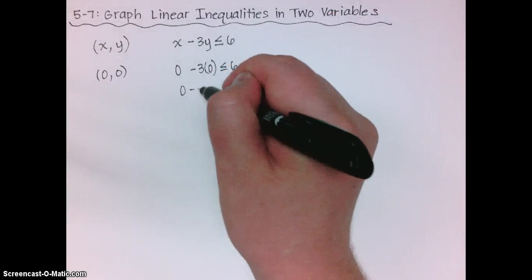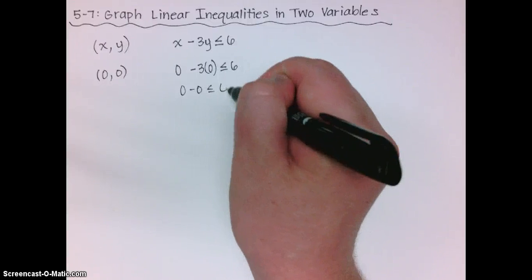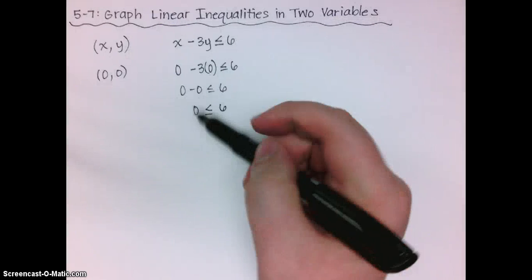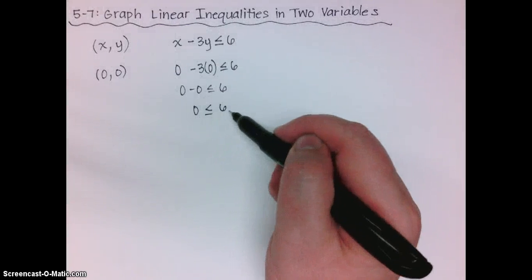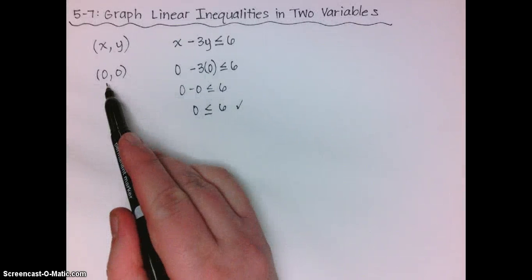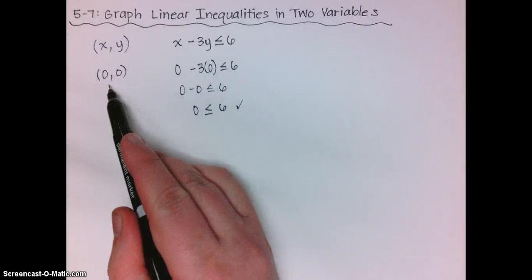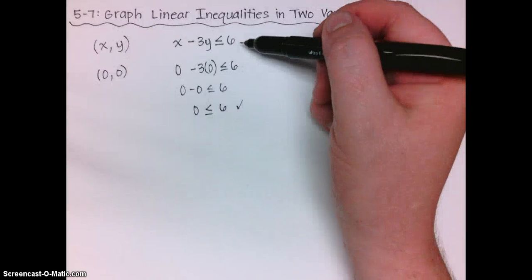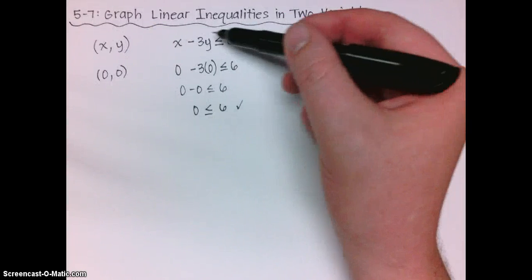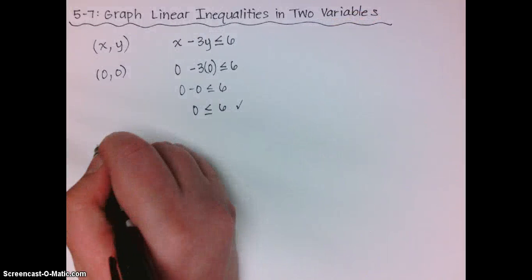0 minus 0 is still 0. So now I need to take a look. Is 0 less than or equal to 6? Yes, it is. So that means this point, 0, 0, is one out of hundreds and thousands of solutions for this inequality. So let's try another point.